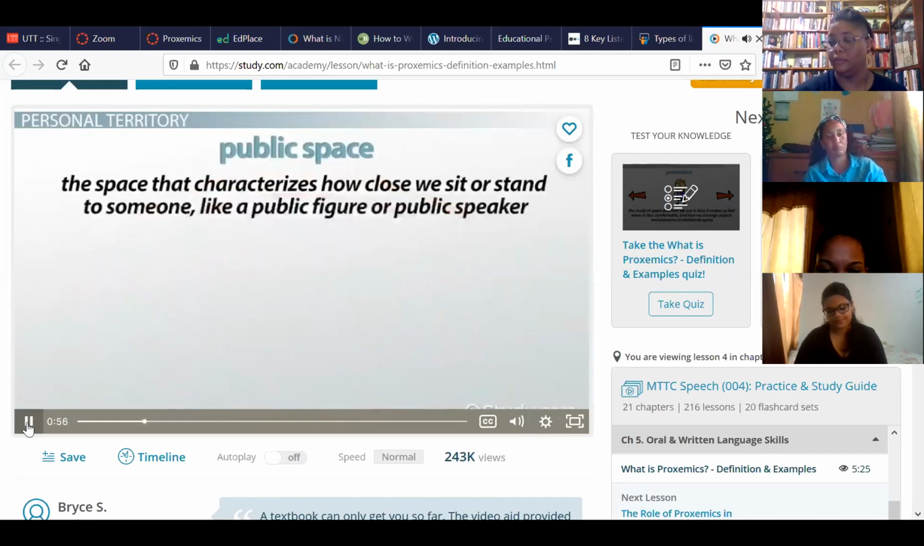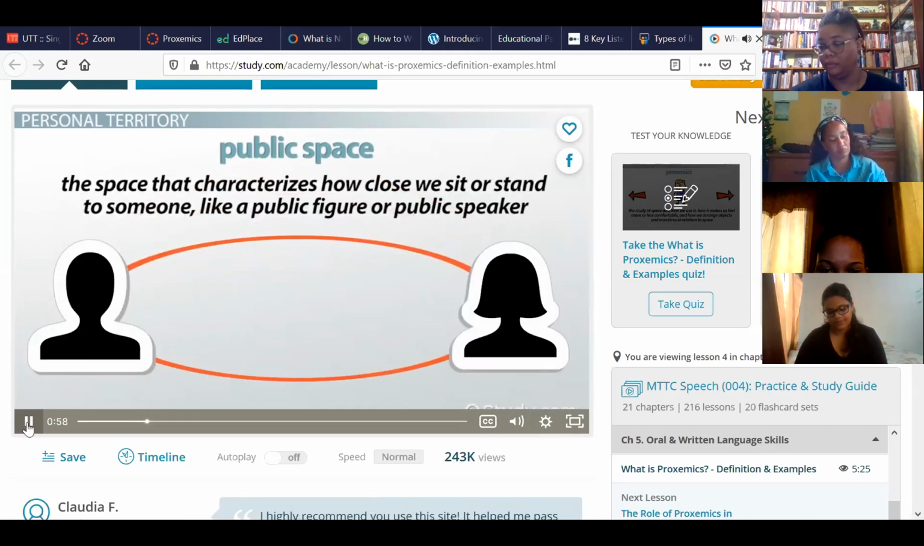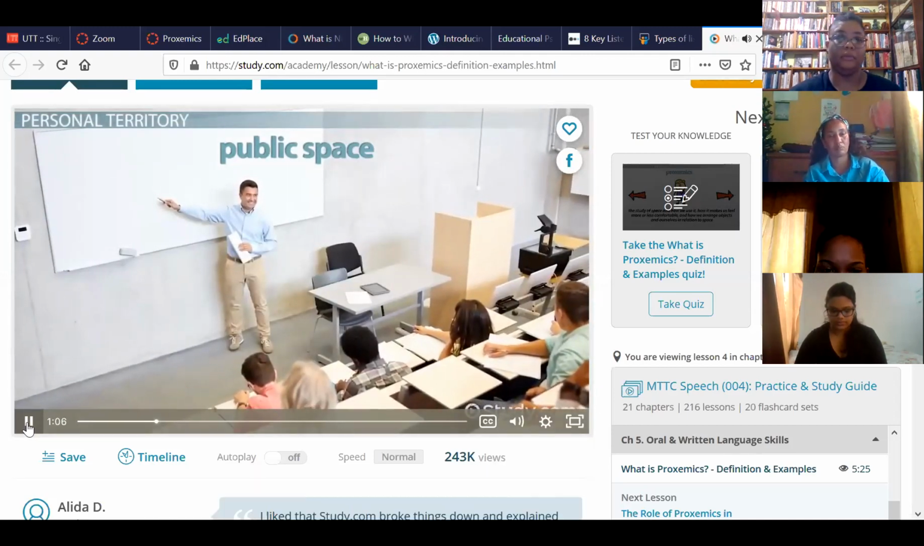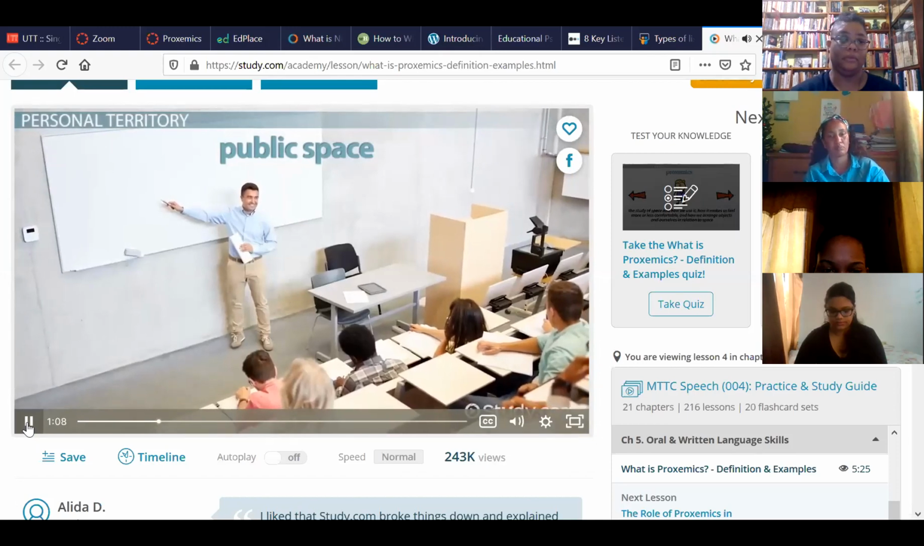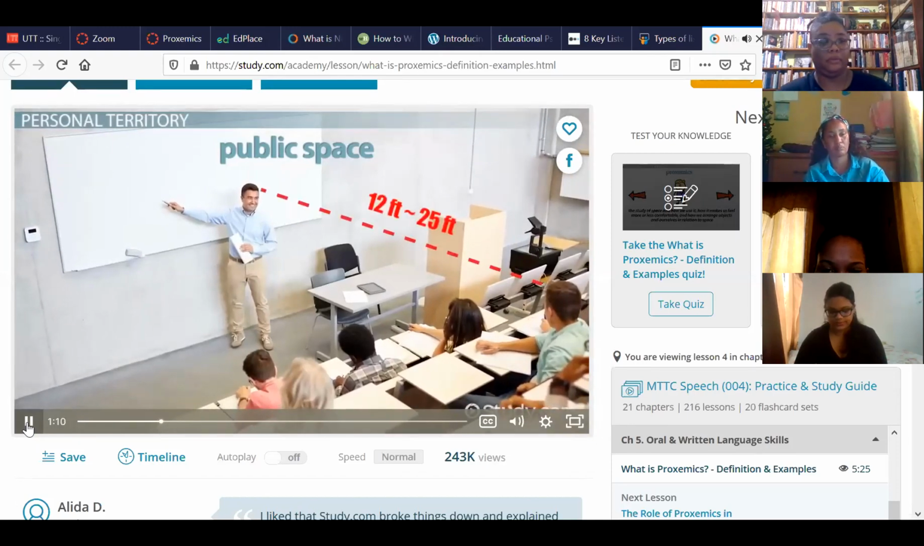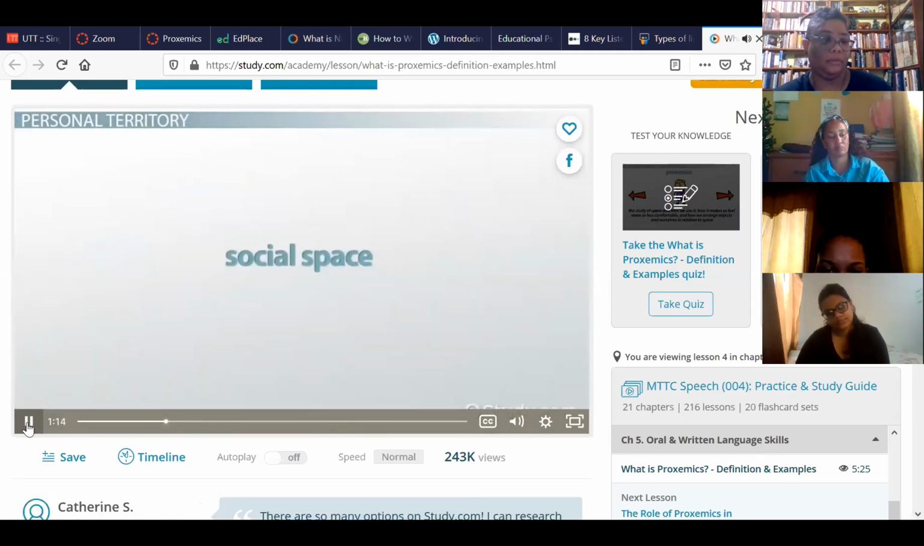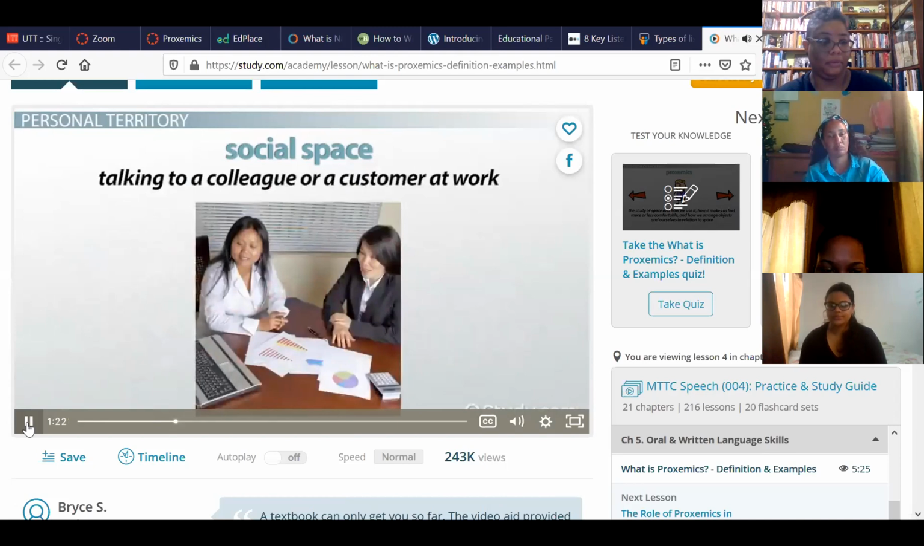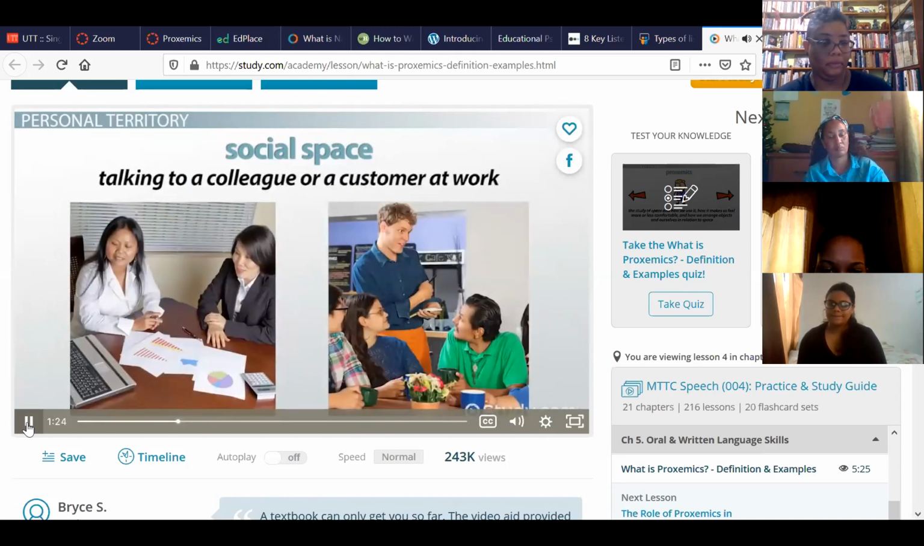Public space is the space that characterizes how close we sit or stand to someone, like a public figure or public speaker. So if you are at an event listening to a professor give a lecture, you are probably about 12 to 25 feet away. Social space means we're getting a little closer, about 4 to 12 feet away. This is the kind of space you're probably in if you're talking to a colleague or a customer at work.